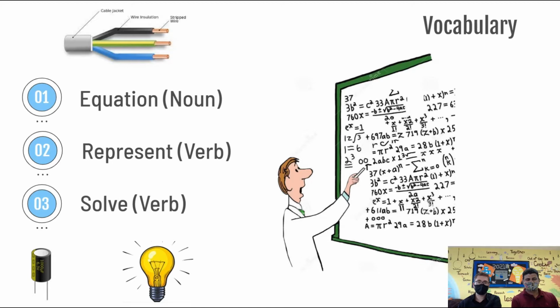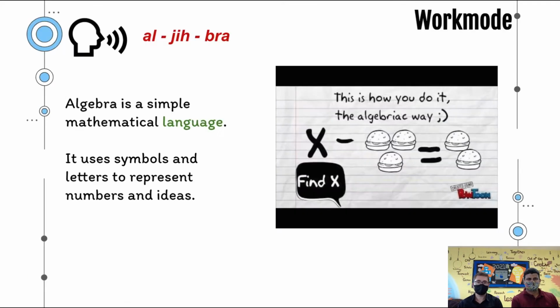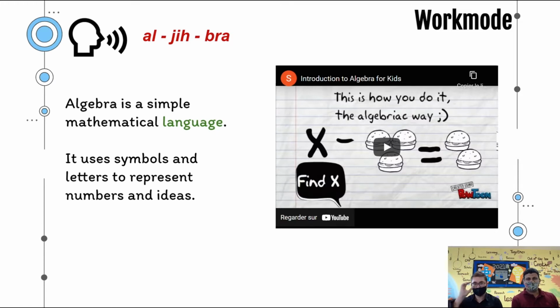And the last one, solve. So solving a problem. During this exercise, you will have a problem to solve, so you have to make your own decision to solve the problem. Okay, so here in the vocabulary, the word represent really meant an alphabet. So when you bring an alphabet into mathematics, it becomes algebra. Okay? So algebra uses symbols and letters to represent numbers and ideas. So we'll watch a video and we'll continue after that.